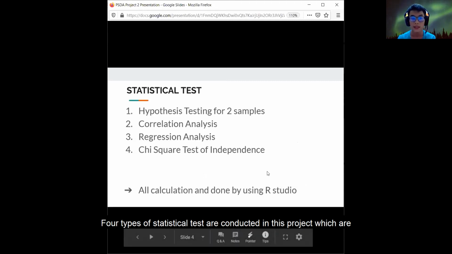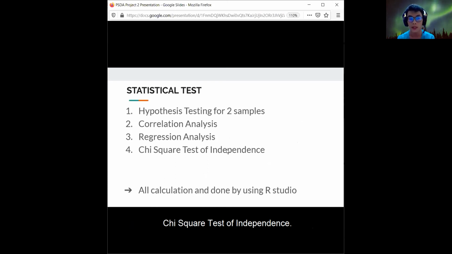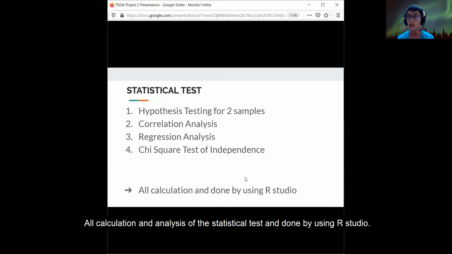4 types of statistical tests are conducted in this project, which are first, hypothesis testing for 2 samples, second, correlation analysis, third, regression analysis, and lastly, chi-square test of independence. All the calculation and analysis of the statistical tests are done by using RStudio.